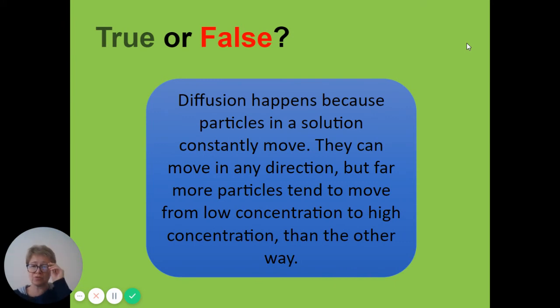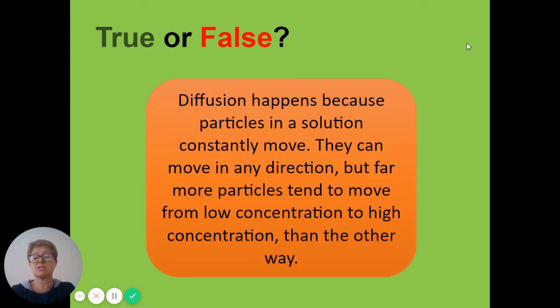Okay, let's try some true or false. So you might want to show your teacher a true or a false, thumb up, thumb down, as we go through the answers, or you can just think these to yourself as I'm not there to see you. Okay, so true or false, diffusion happens because particles in a solution constantly move. They can move in any direction, but far more particles tend to move from low concentration to high concentration than the other way. So have a think about that. Do you think it's true or false? Well, it's false. What it should say is far more particles tend to move from high concentration to low than the other way. So that one is false.